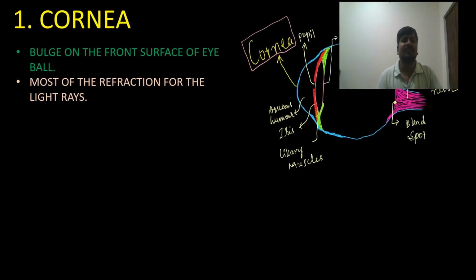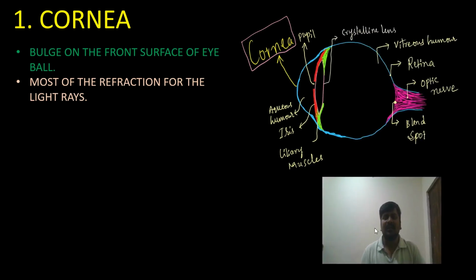Coming to the cornea, cornea is nothing but the protective layer of the eye. You can see the front portion, this is the protective layer of the human eye that is bulged out. When the light enters like this, most of the refraction takes place at this place, right? So that's the reason cornea is the protective layer of the eye.